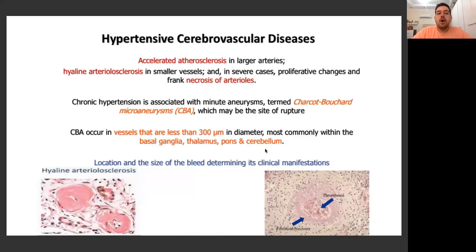Okay, so hypertensive cerebrovascular disease is an entire entity. How can hypertension lead to a stroke? Many patients that we see in everyday life have hypertension. How does hypertension predispose them to a stroke? It's actually through a variety of causes.